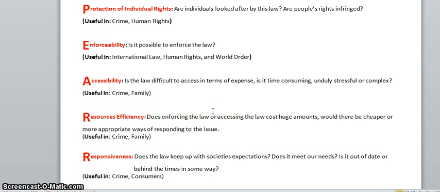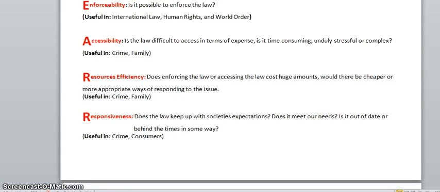Resource efficiency: are we throwing heaps of resources in order to enforce this law? Is it unduly expensive? Are there cheaper and more appropriate ways of going about getting the outcome that we want rather than spending all this money? So some people might argue with crime, locking people in prison for certain offences is hugely expensive, whereas it might be much easier to offer diversionary programs or things that address the causes of crime rather than spending the thousands of dollars a day and locking them up.